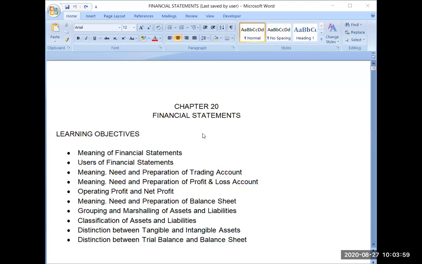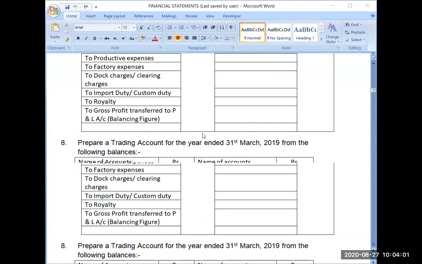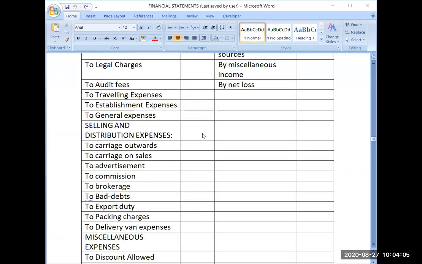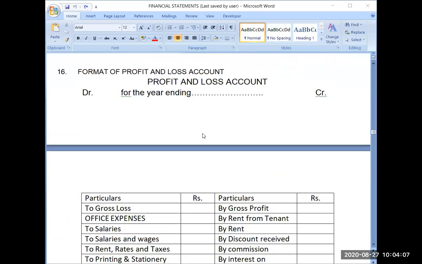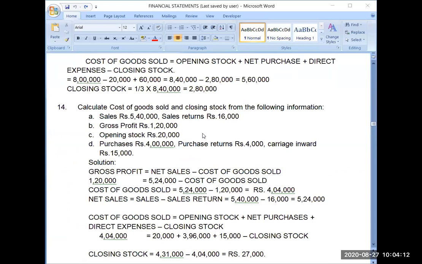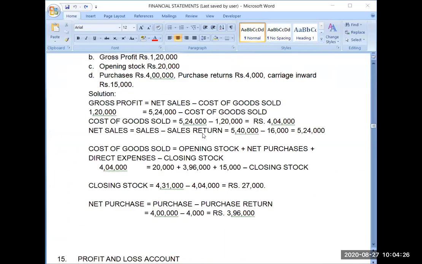So we were doing financial statements. Until now, we have learned how to prepare trading account and how to calculate gross profit, cost of goods sold, net purchase, net sales, how to find out different values with different information given in different manners. That is all we have learned till now. And I hope you don't have any query regarding that.